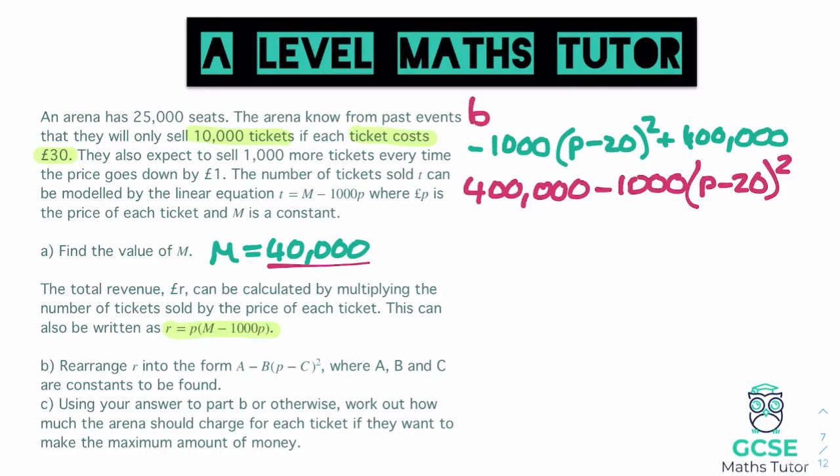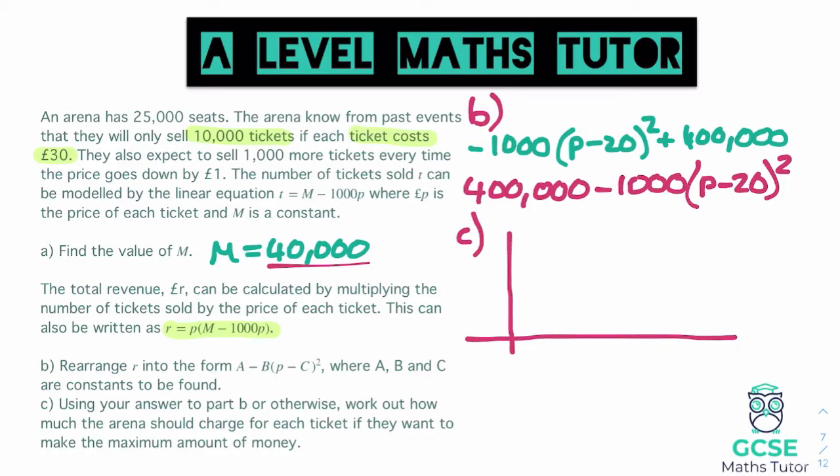So let's just label that as part B, and here we go, part C. So it says using your answer to part B, or otherwise work out how much the arena should charge for each ticket if they want to make the maximum amount of money. And again, you don't have to draw a quadratic for this, but it fits in nicely, just obviously thinking about what a quadratic looks like, and it just helps us to visualize it.